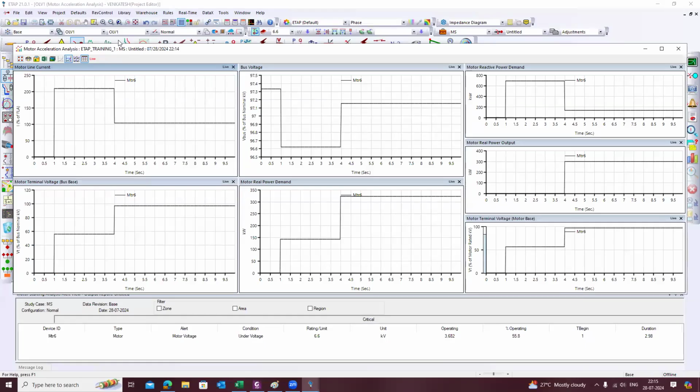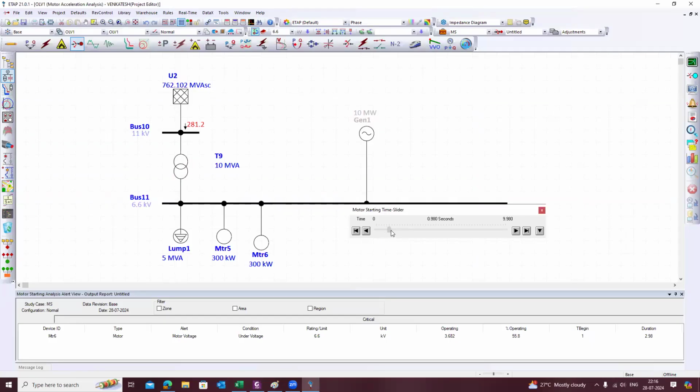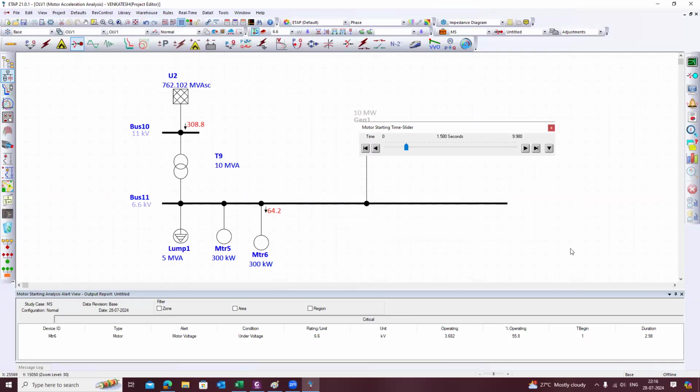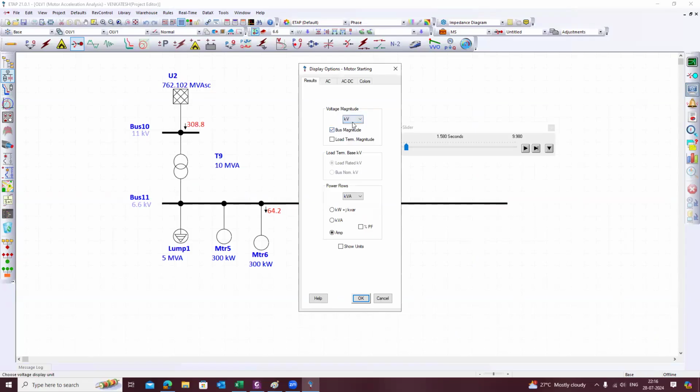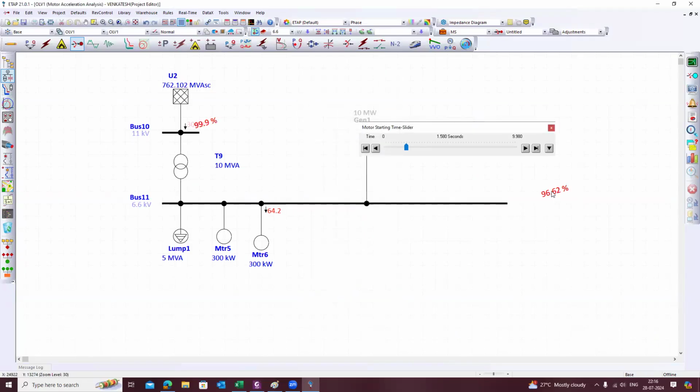Next is the voltage dip. You can go to the bus voltage profile, or instead of opening the plot, you can directly see it here. The motor starts after 1 second. Here you can see the bus voltage magnitude and bus voltage percentage. During the motor starting, the bus voltage comes down to 96. Before motor starting, the bus voltage is 97.33, as you are already feeding the load here. During the motor starting, because of the star delta, there is a slight reduction in the voltage.